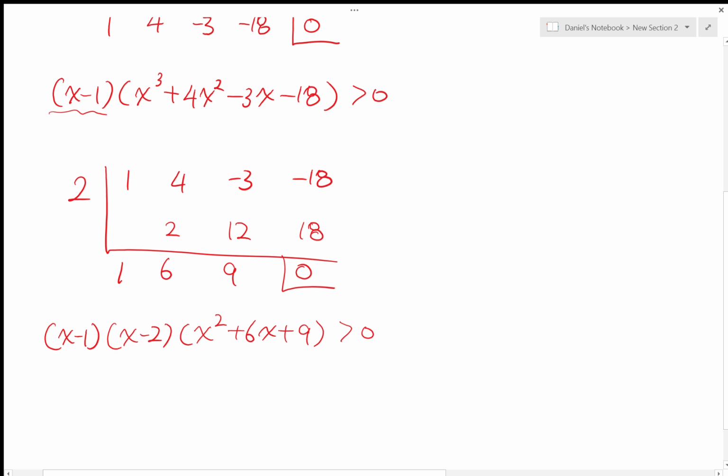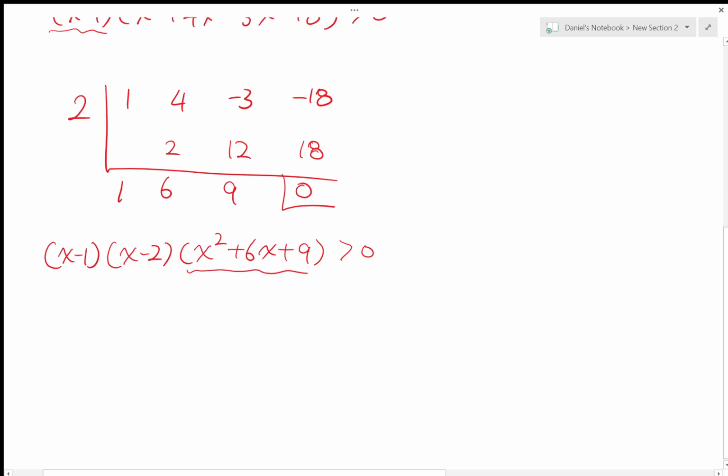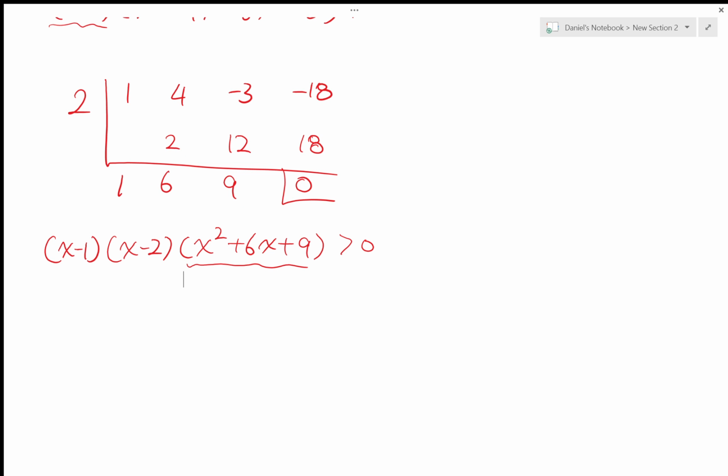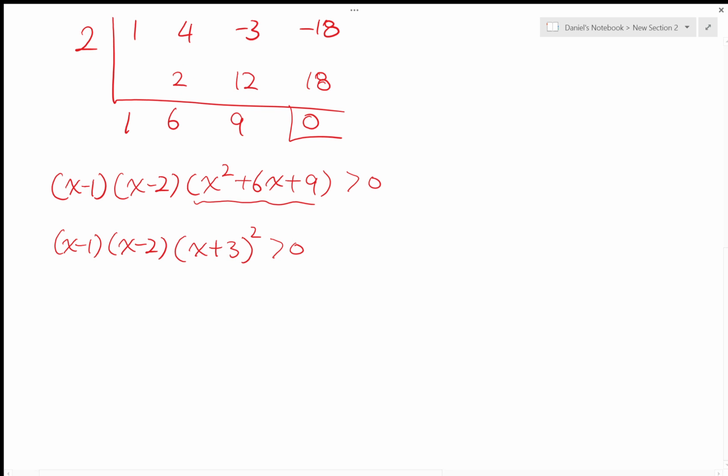Still greater than 0. Now, if you look at this, hopefully you recognize it easily. This is a perfect square trinomial. So we have x minus 1, x minus 2, and then we have x plus 3 squared, which is greater than 0. Now we're almost done. We factored it fully.